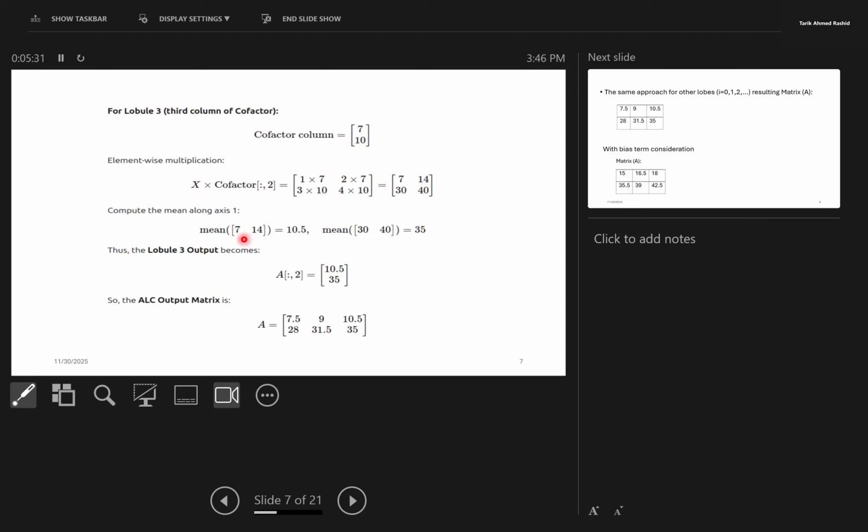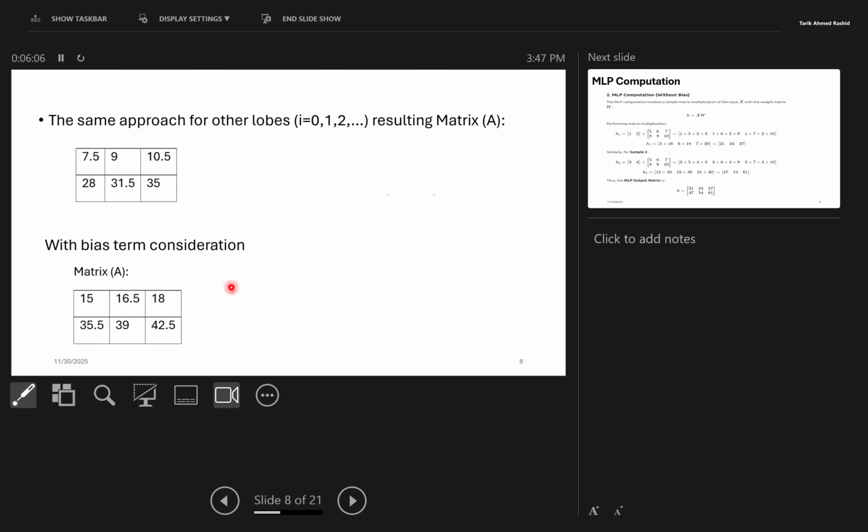And then we find the mean along axis 1, which means we take the row means. If it is axis 0, we take the column mean, but now we take the row mean. So the lobule 3 output becomes this, and that's the output matrix for ALC. The same approach can be done in a similar way for the other lobules.